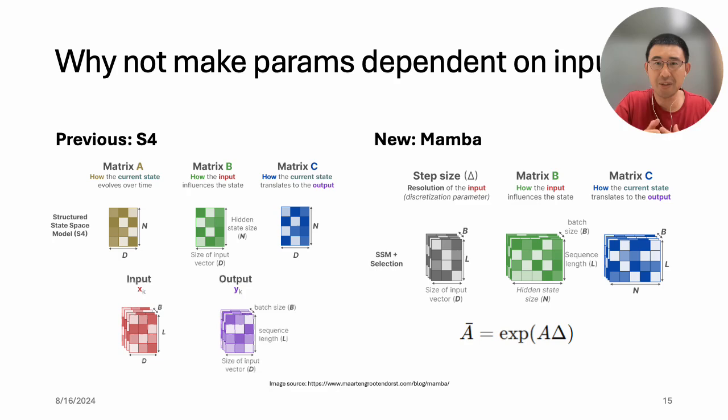And because we need to convert all those continuous time matrices to discrete time, if you do the math, the A bars and B bars are still of the dimension B, D, L, and N.